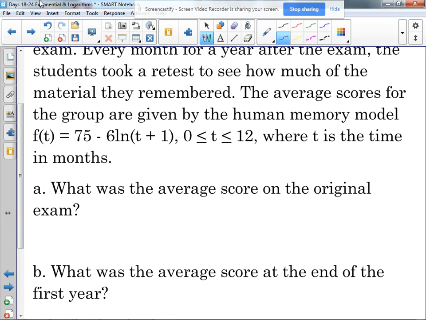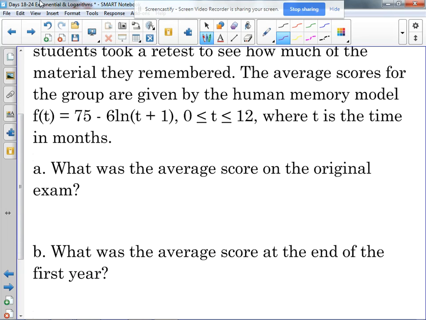This is a natural log function where t is between 0 and 12, so that means we can only apply this function from time 0 to time 12 months. We can't apply it past those 12 months, where t is the time in months. What was the average score on the original exam? So the average scores are given by this function. If we want the score on the original exam, what do we need to plug in? 0. Time 0, that would be the initial testing date.